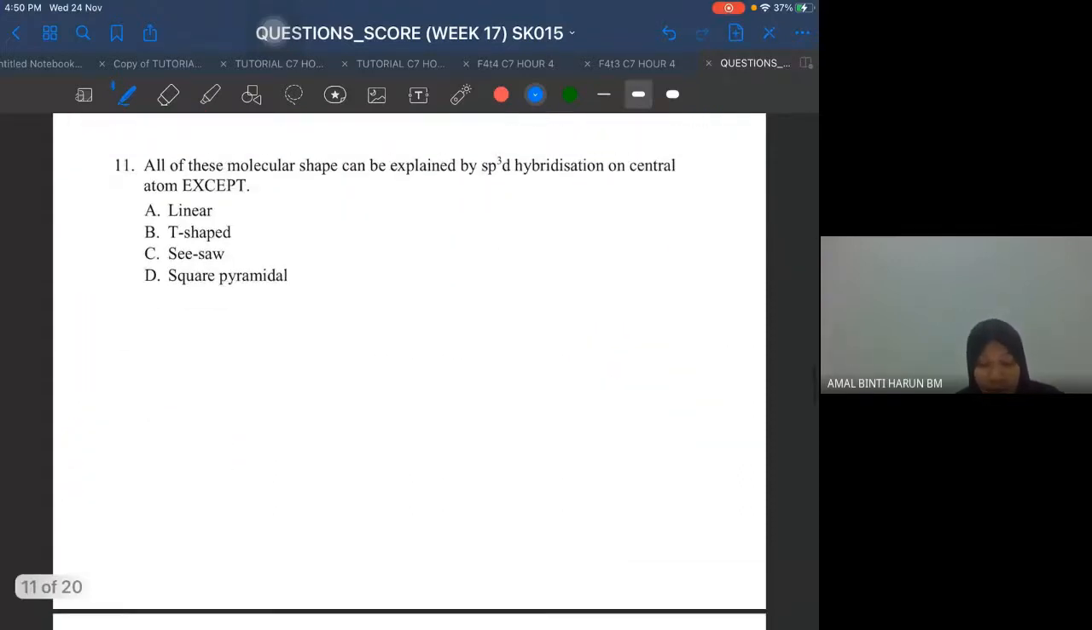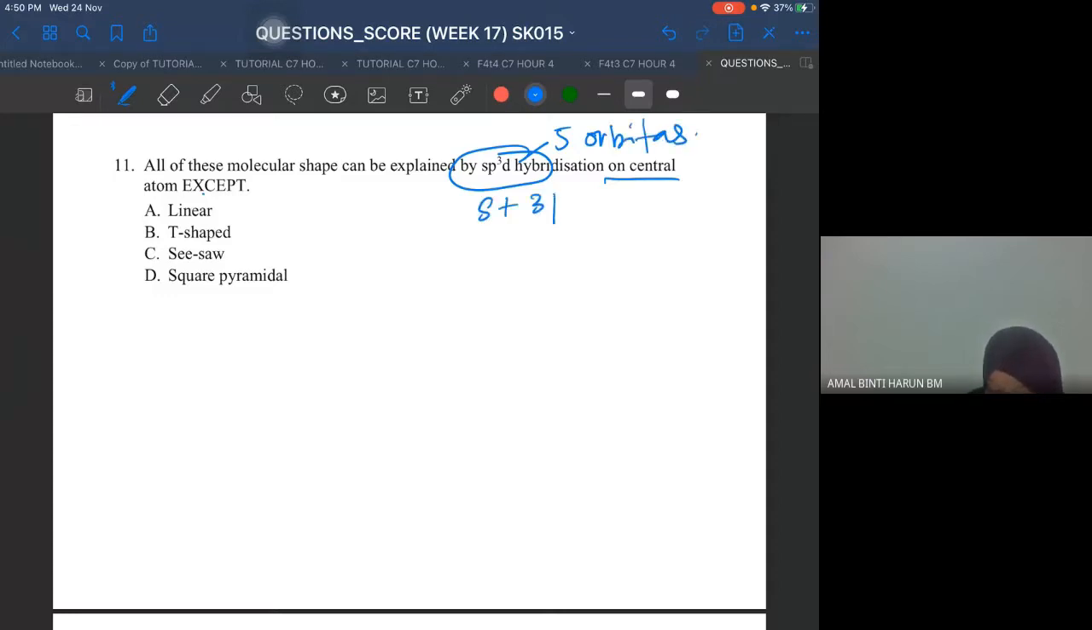Okay, next 11. Oh, lama lagi nak sampai nombor 20. Dah 50 minit. Oh my god. Okay, kita akan speed up. This is sp3 hybridization and the molecular shape can be explained at the central atom except apa? Okay, kalau sp3d kita akan lukis secara ada 5 lobe kan. So the 5 lobe, 5 orbital. Okay, 5 orbital. Kenapa? s tambah 3 ketul p tambah 1 ketul d.